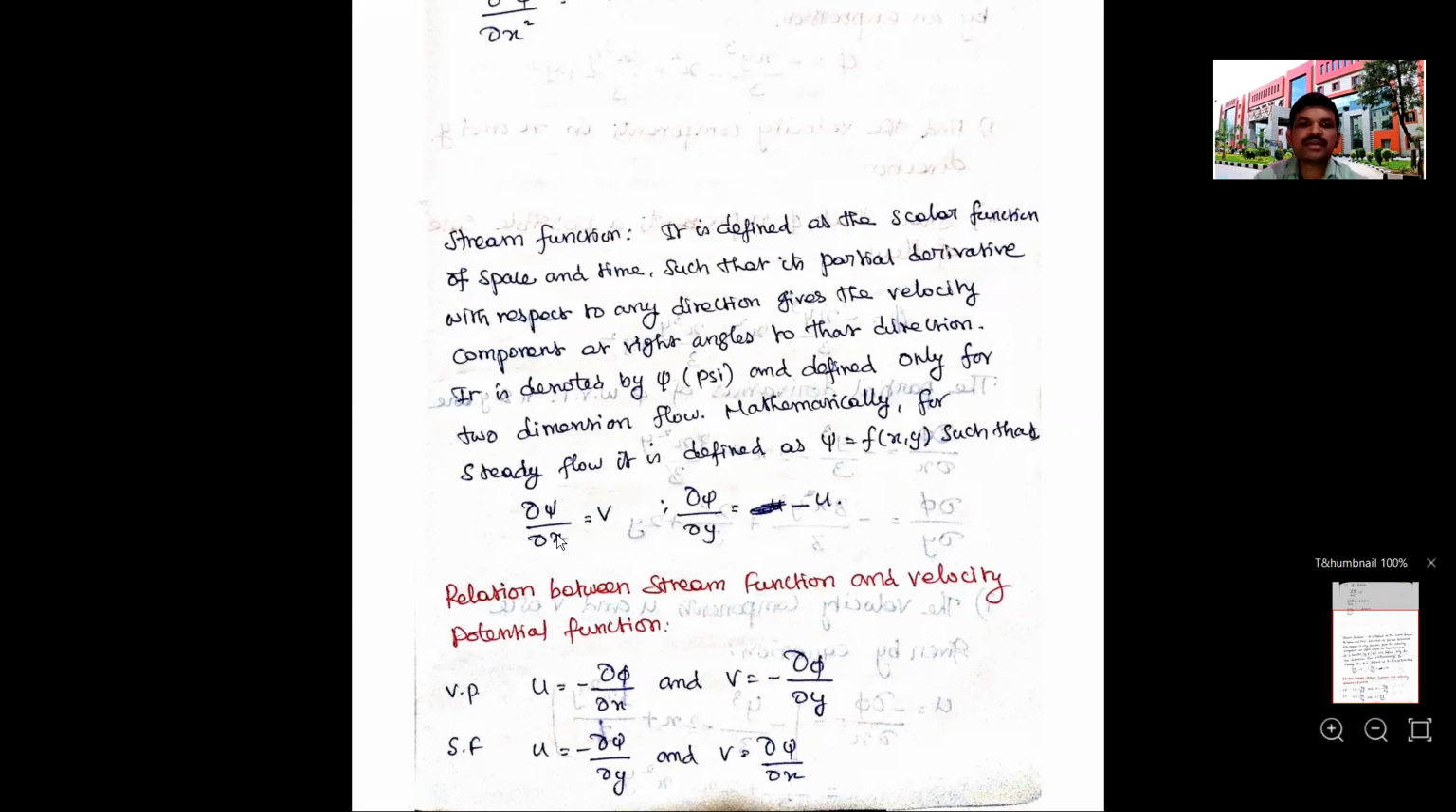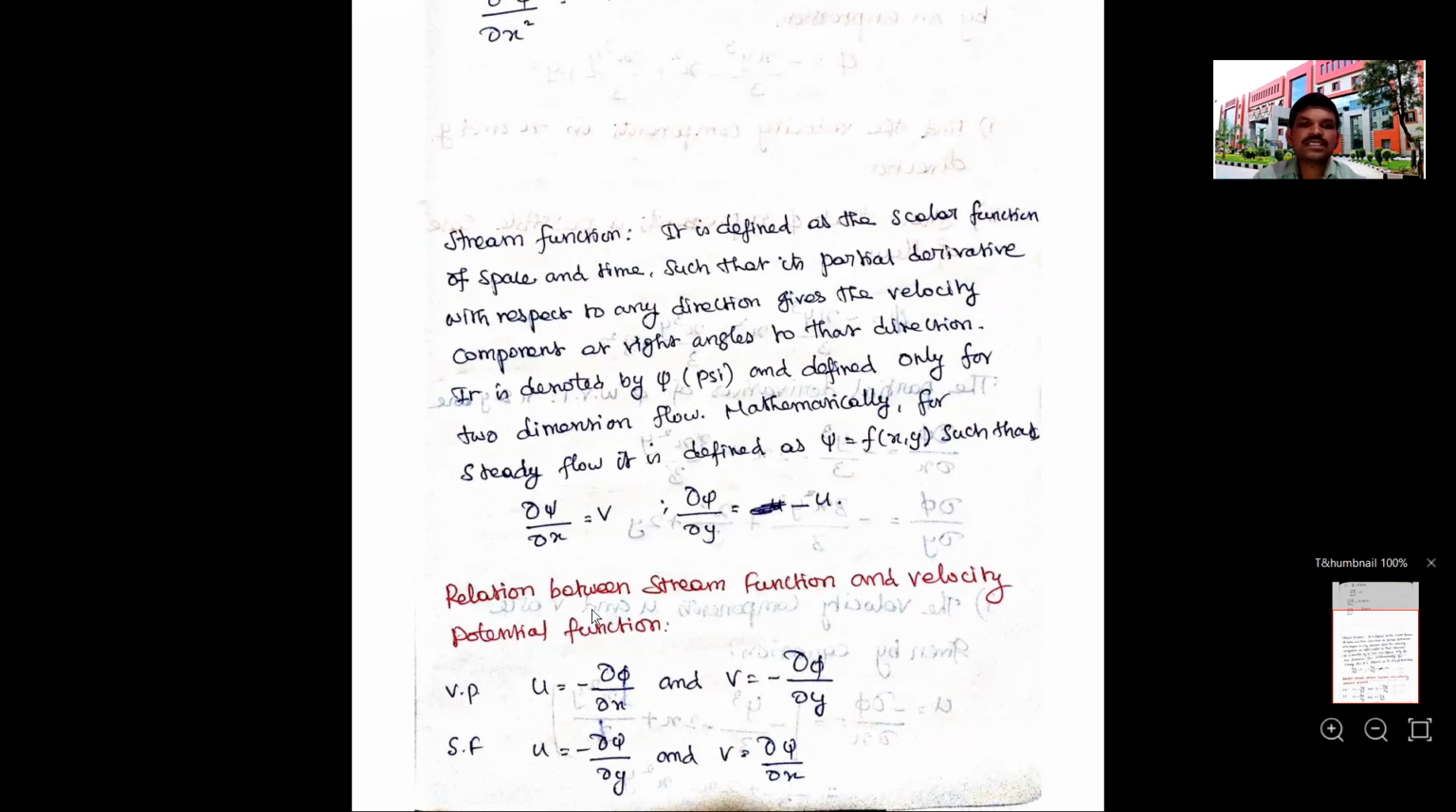Mathematically, ∂ψ/∂x is equal to v. Here the x term is there, but the velocity component is the opposite one, v. Opposite means at right angles. Next, ∂ψ/∂y is equal to minus u. Remember only these two equations.